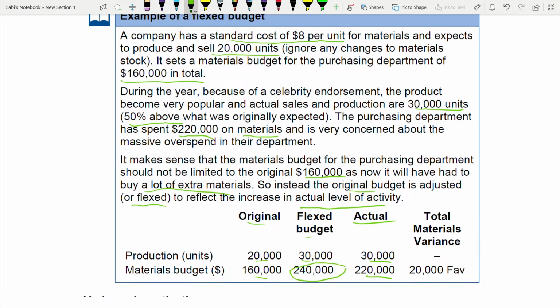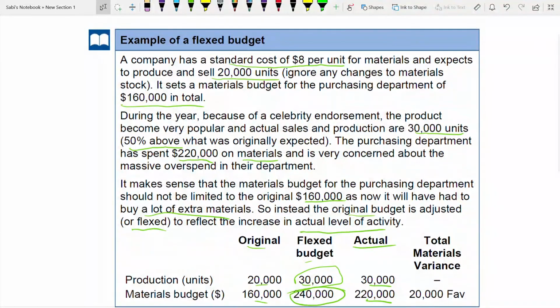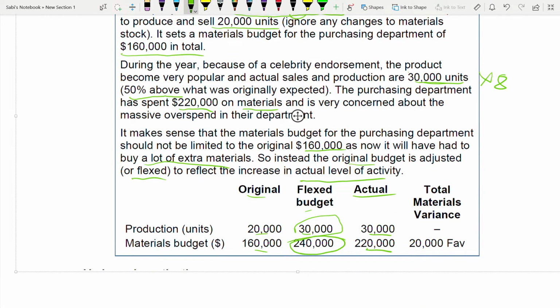Here when they have flexed, they have changed. This remains 30,000. Okay. 240,000. How did they get 240,000? This 30,000 into 8, because they have given you the cost of 8 per unit. They have used standard costing, and units is 30,000. So 30,000 into 8. So when you're doing a flex budget, it is 240,000. So when you're comparing actual, you're comparing it with the flex budget, not with the original. Understood? This is why you have to flex the budget. That's how you calculate variance.